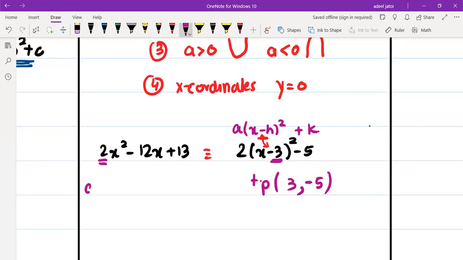Your A describes, since A is greater than 0, it is positive. Your A describes what? A U-shaped curve. This thing describes the y-intercept. That means this 13 will become the y-intercept, because in the quadratic formula, if we substitute 0 in place of x, that means you are actually finding out what?